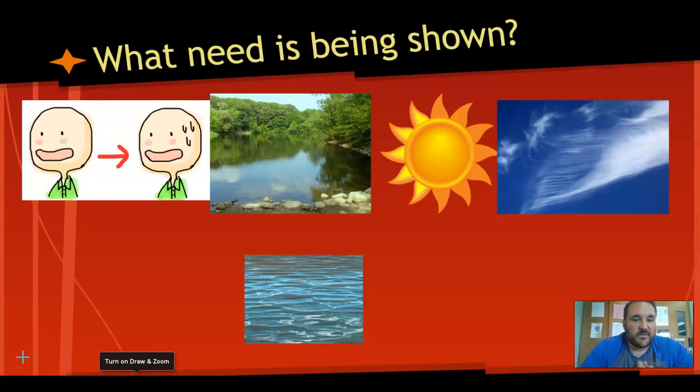All right, did you come up with some answers? So let's take a look. Here we have a little boy, and then the next picture we have the little boy sweating. Sweating is one way that your body cools you off. So maintaining a stable environment is what we call homeostasis.